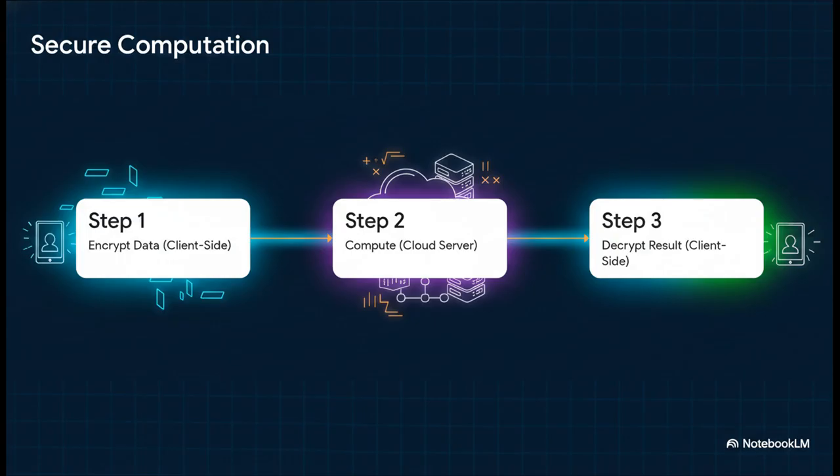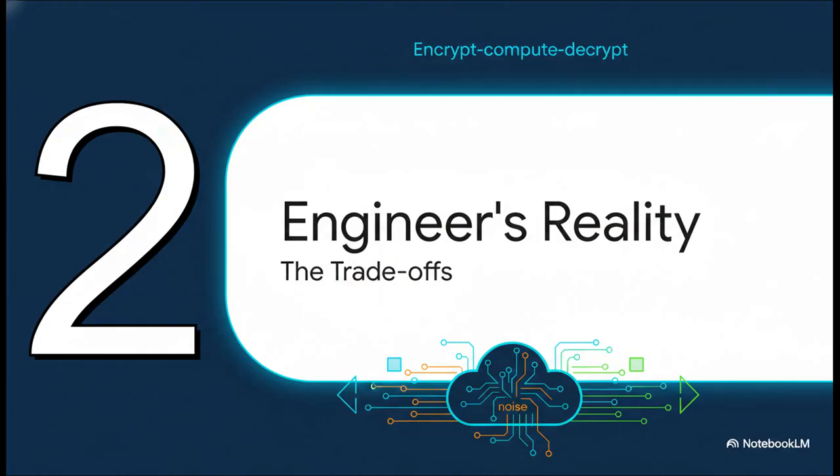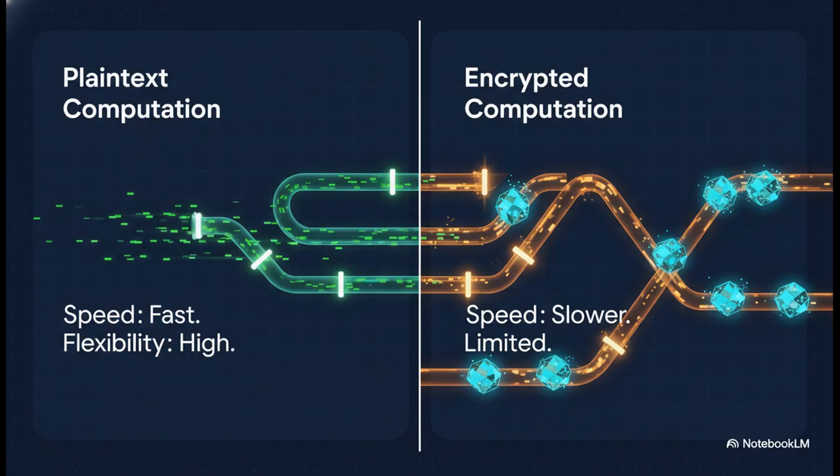That is the promise. And this brings us right to the core of our discussion. We have this incredible security promise, which is fantastic, but now we have to face the practical realities of actually implementing it. This is where the trade-offs become absolutely critical. This slide really lays out the fundamental compromise. On one hand, you've got your standard, everyday plaintext computation. It's incredibly fast, it's flexible, you can run pretty much any code you want. On the other hand, you have encrypted computation. It gives you security, but it comes at a significant cost to both your speed and your flexibility.